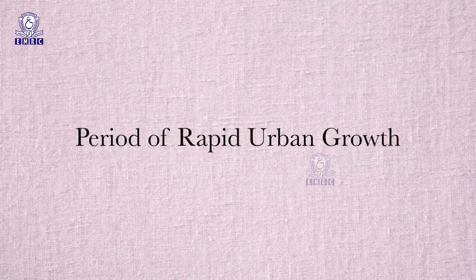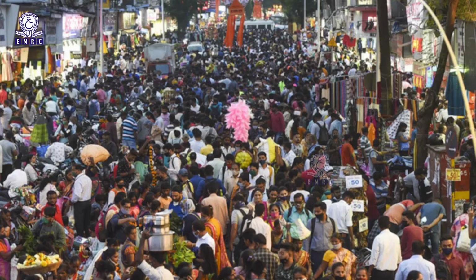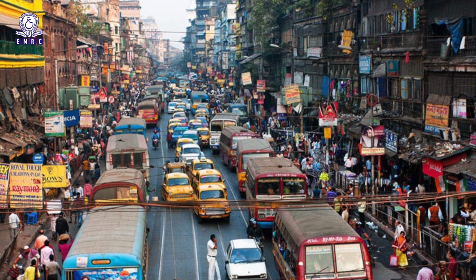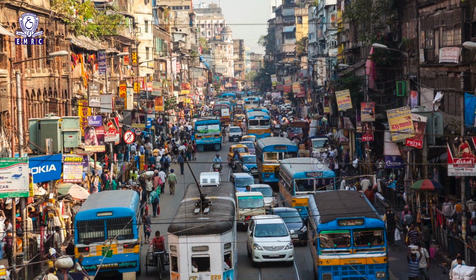Next, we have the period of rapid urban growth. This is between 1961 and 2011. The urban population was only 18.3% of the total population of the country, which grew to 31.16% in 2011. At present, the country is passing through a phase of rapid urban growth as the rural population is migrating towards the big urban areas in search of employment and better opportunities in life.